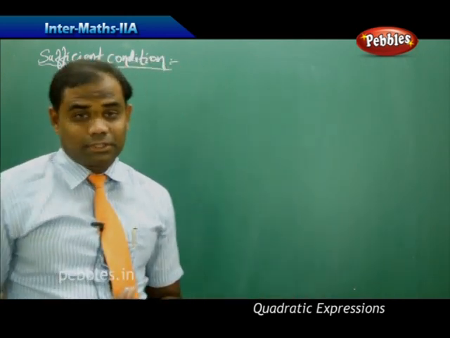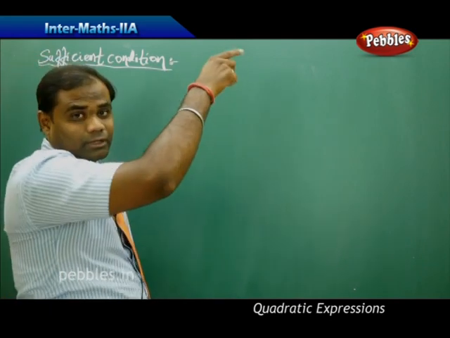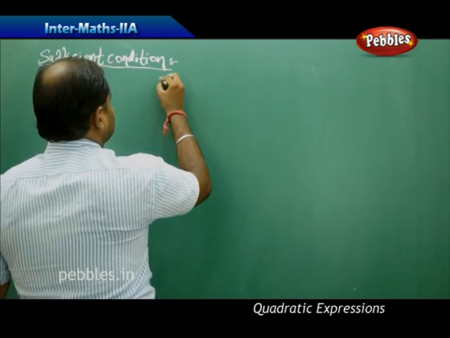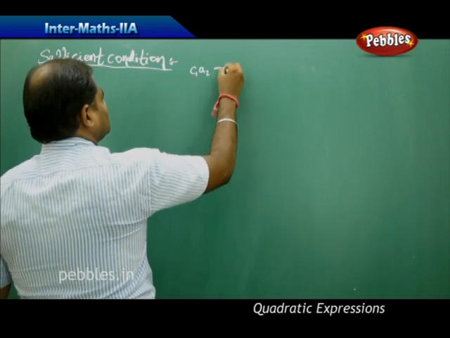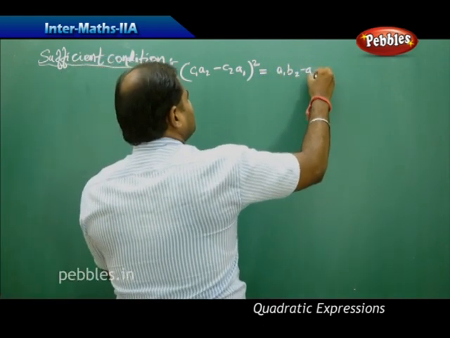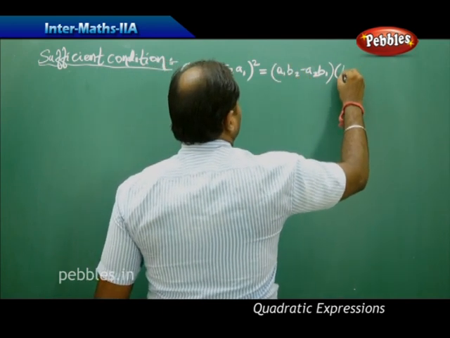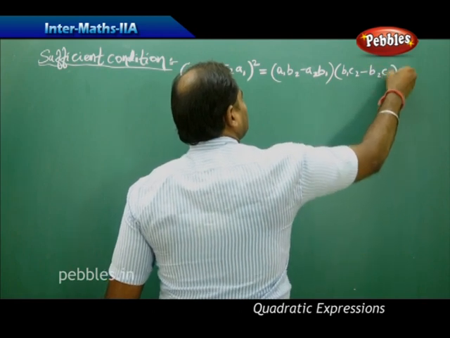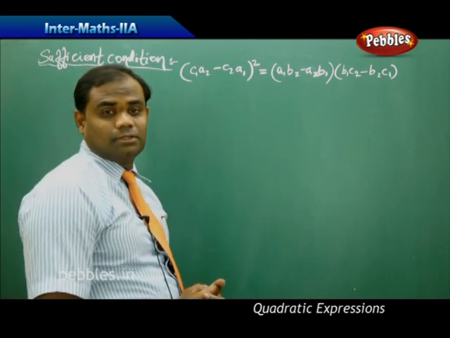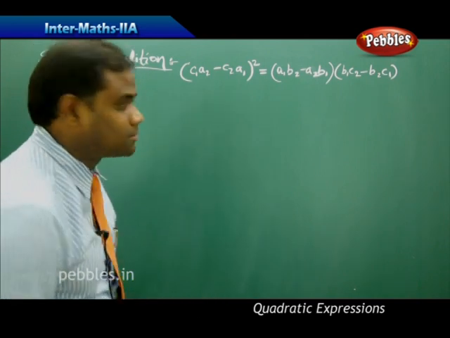Now let's take the sufficient condition, that is, assuming that for the given two quadratic equations, equation 1 and 2 in the previous case, we have the condition which states (c1a2 minus c2a1) whole square is equal to (a1b2 minus a2b1) times (b1c2 minus b2c1). This is the sufficient condition out here. Now with this, I prove that there is a common root between the two quadratic equations.